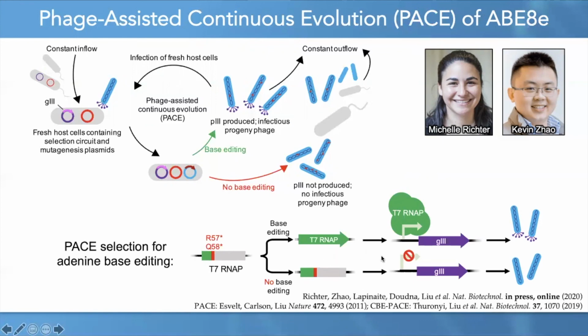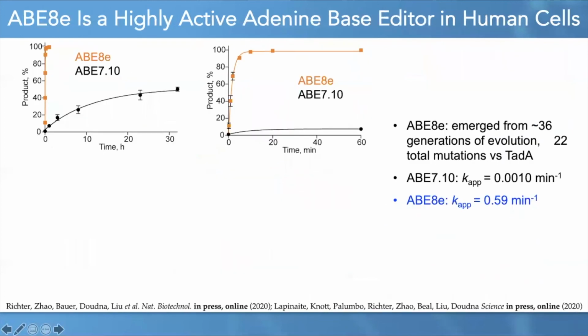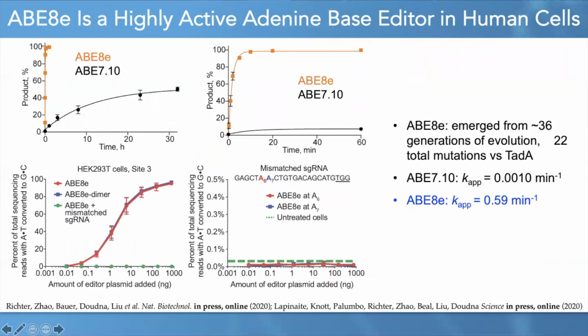ABE variants with the highest editing activity were enriched, and the product of their work was ABE8e, the successor to the originally published ABE 7.10. In collaboration with Jennifer Doudna's group, Michelle and Kevin found that ABE8e is about 600 to 1100 times faster than ABE 7.10. ABE8e's higher activity enables editing levels in well-transfected cells to approach nearly 100% conversion of AT base pairs to GC base pairs.